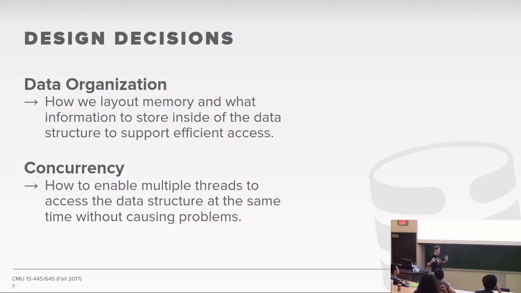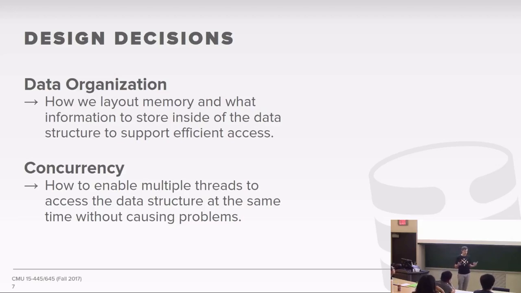So when we build a data structure in our database system, or choose a data structure to use in our database system, there are two different design decisions we have to consider. The first is roughly how we're actually going to organize the data. This is essentially how we're going to lay out the data in such a way that it's going to make it efficient for us to access it.